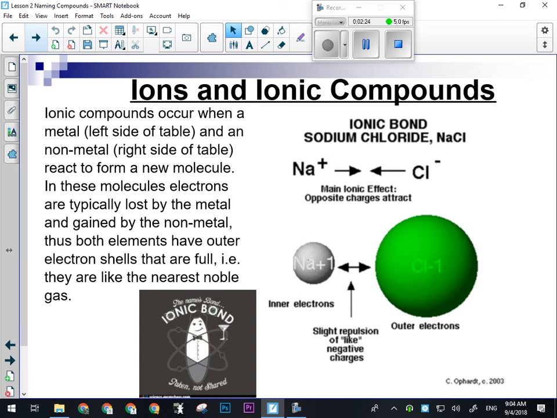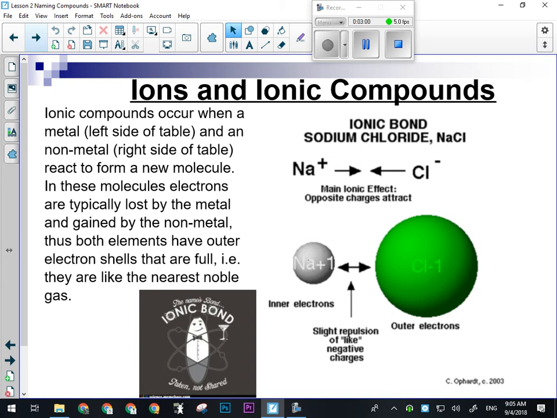All right, so ions and ionic compounds. An ionic compound occurs when we have a metal and a nonmetal joining together in a chemical reaction. What typically happens in an ionic compound is this: metals will give up electrons and nonmetals will accept them. The reason for that is that according to Bohr, whose model we don't really accept anymore, he was right about how electrons move from one atom to another.